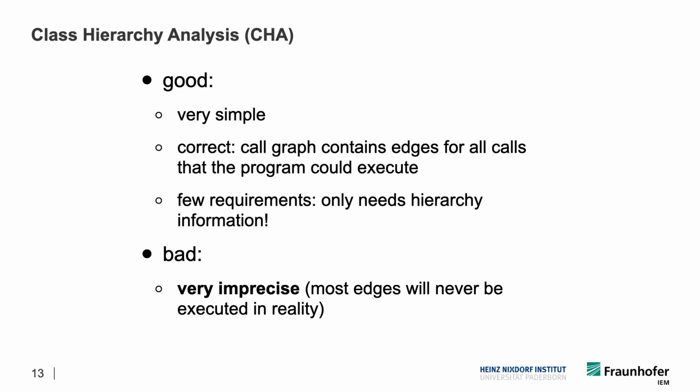So that means CHA you can always apply. You can apply it when you're analyzing a library, for instance. You can apply it when you're analyzing a framework and you don't really know which types are instantiated. So that makes it very versatile. But the bad thing is obviously that it's horribly imprecise. So most edges will actually never be executed in reality. So it gives you a nice sound upper bound, but often it's not much more useful than that.